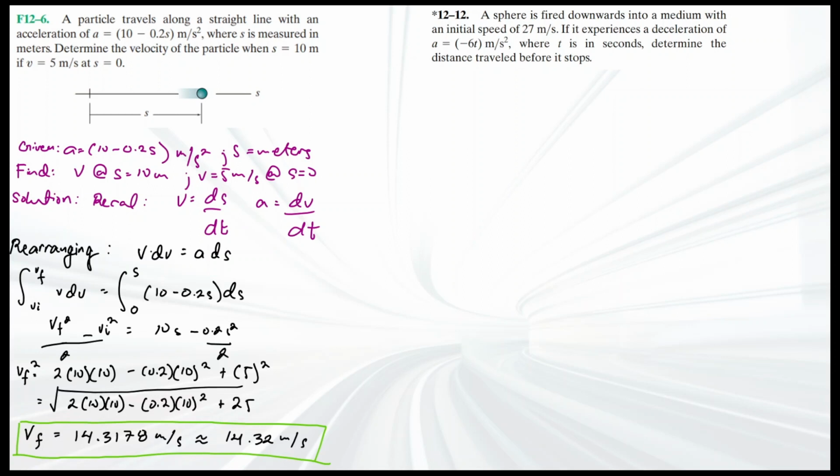For this, we just have to write down our givens first. We know that our initial speed is 27 meters per second. We know that a is negative 60t meters per second squared, where t is in seconds. We're here to determine the total distance traveled.